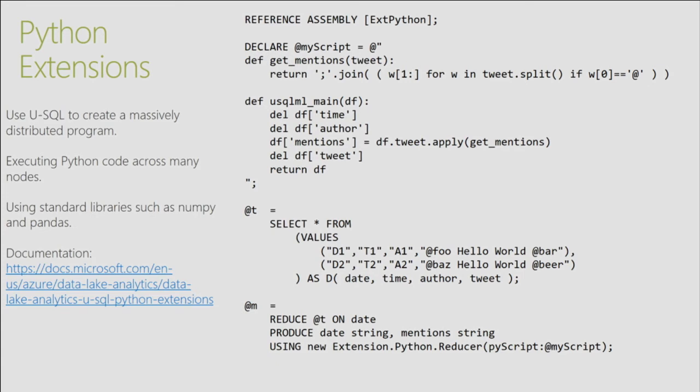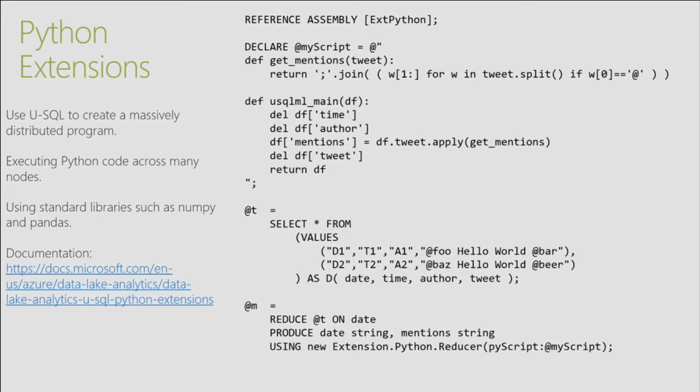You can use U-SQL to scale out your Python program. The Python code can contain references to libraries such as NumPy, Pandas, the data frames that we're using, Scikit, and a few other libraries. And any library that you want to add, you can normally do with the zip file extensions.